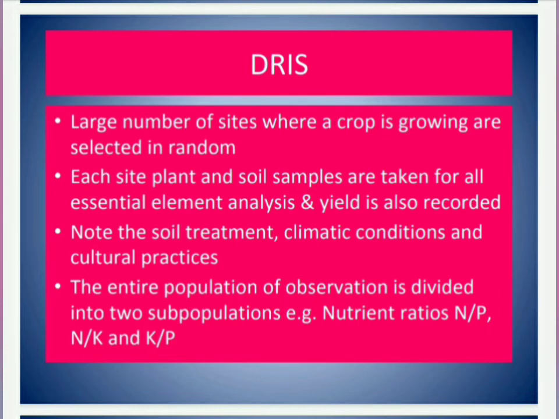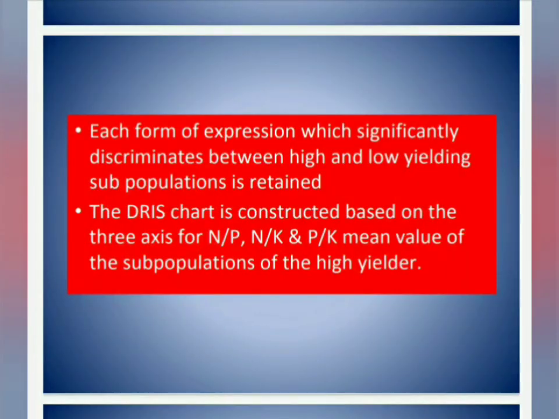Then the entire population of observations is divided into 2 subpopulations, high yielders and low yielders, on the basis of vigor, quality and yield. For example, nutrient ratios are compared between nutrients like nitrogen to phosphorus, nitrogen to potassium, phosphorus to potassium. Each form of expression which significantly discriminates between high and low yielding subpopulations is noted. The DRIS chart is constructed based on the 3 axes for N/P, N/K and P/K. The mean value of the subpopulation of the high yielders is selected for the next generation.